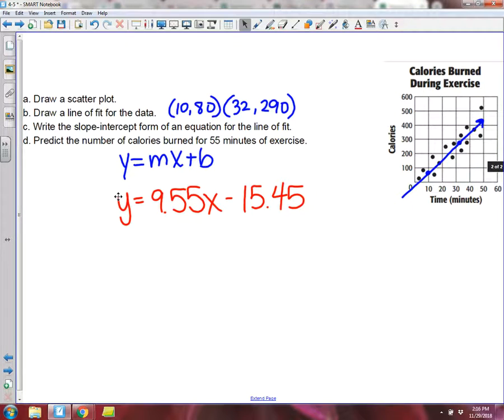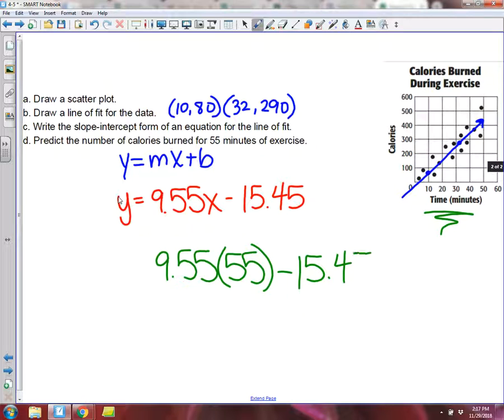Minutes. Is that an X or a Y in this problem? It's down here. It's an X, isn't it? So what am I going to do with that 55? You're going to plug it in. 9.55 times 55 minus 15.45. Approximately 509. Are you all getting that on your calculator?